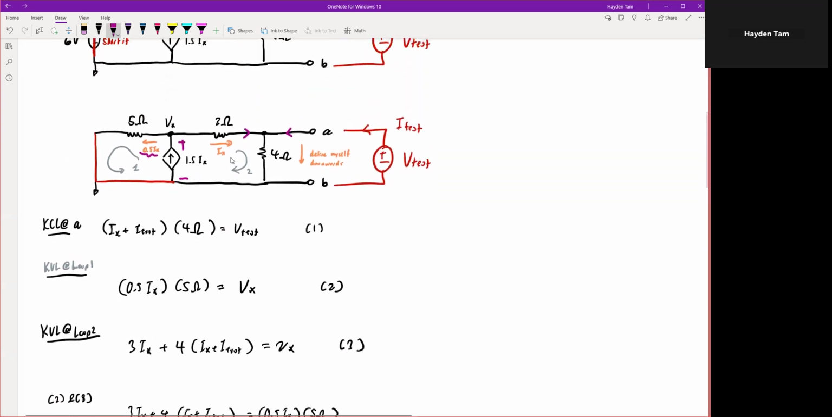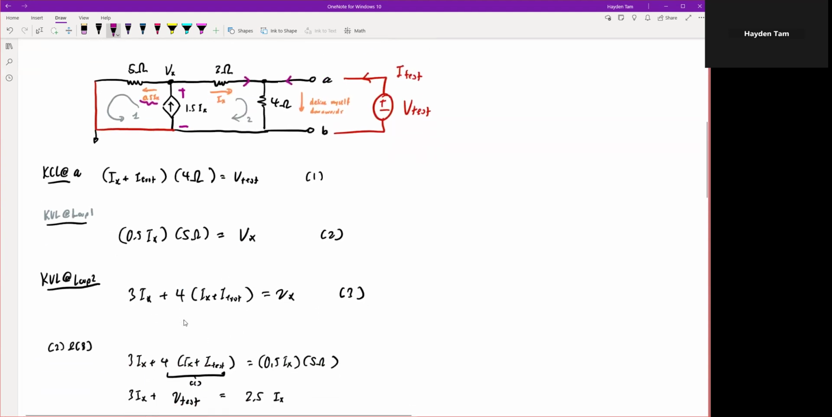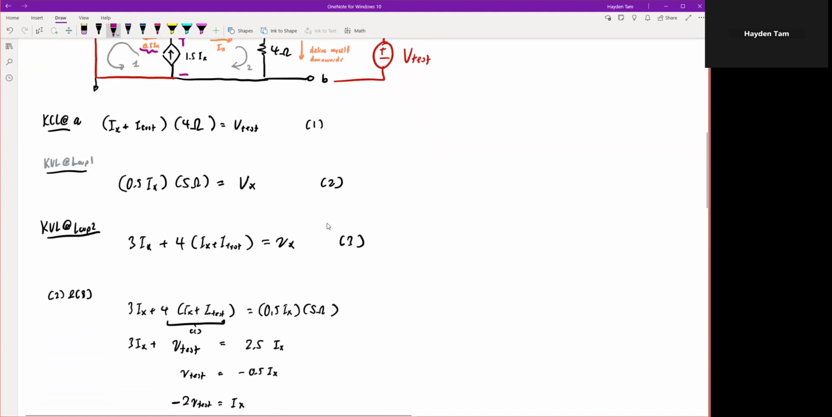Now KVL at loop 2, which is this guy right here, we have VX here, then we have IX times 3 ohms, and then we have the summation of those IX and I test times 4 ohms. So you can see that this is our KVL at loop 2. And then if we just take 2 and 3 together, because I think we have 3 unknowns, but 2 of them we kind of want, right?